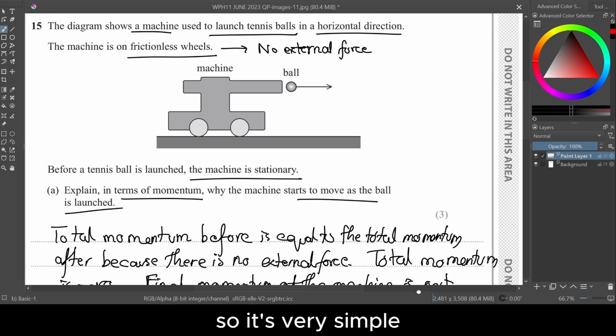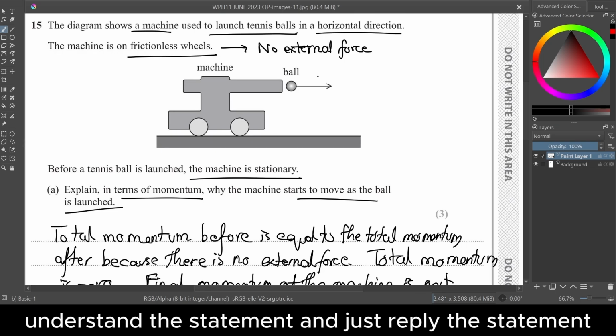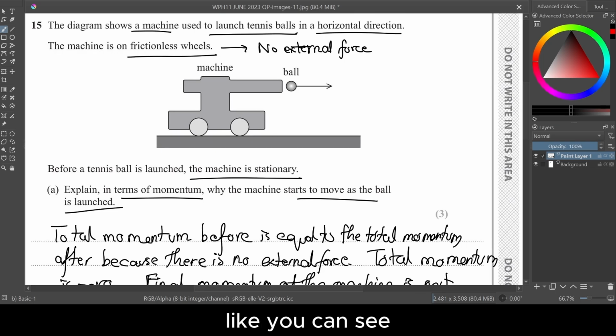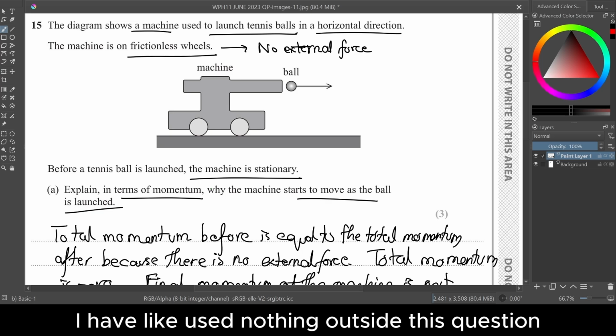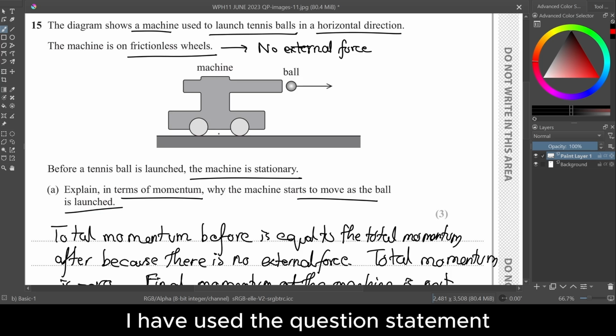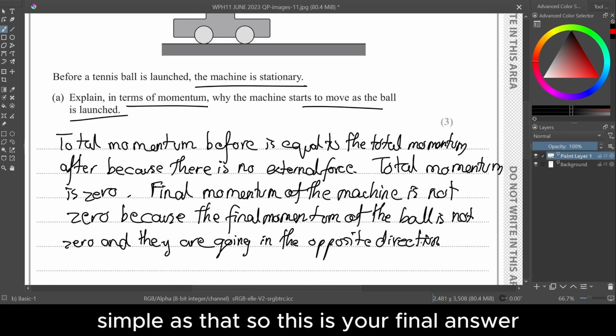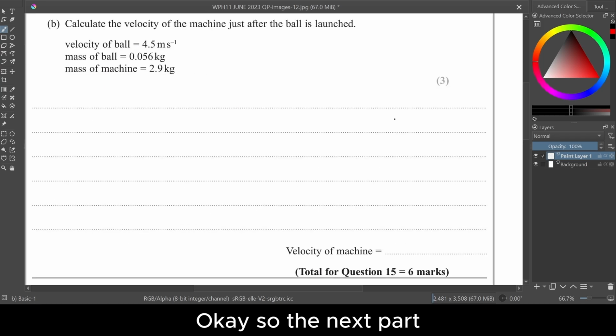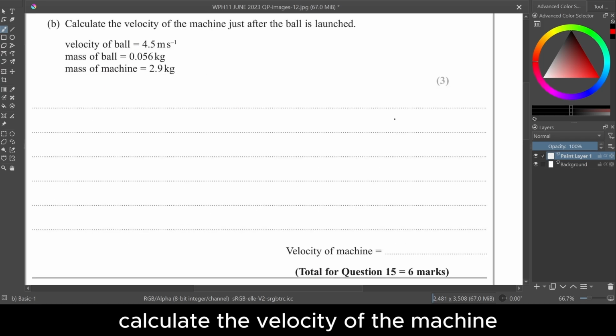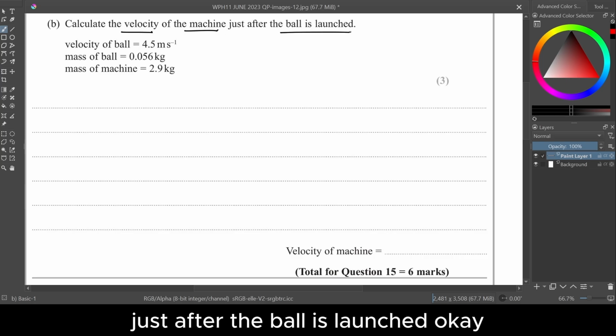So it's very simple. Understand the statement and just reply the statement. Like you can see, I have used nothing outside this question. I have used the question statement and converted it into my answer. Simple as that. So this is your final answer. Okay, so the next part says calculate the velocity of the machine just after the ball is launched.